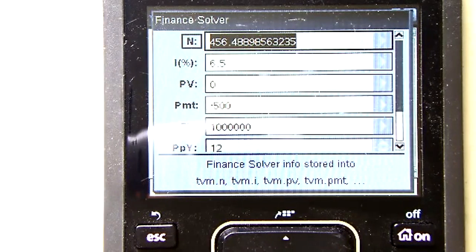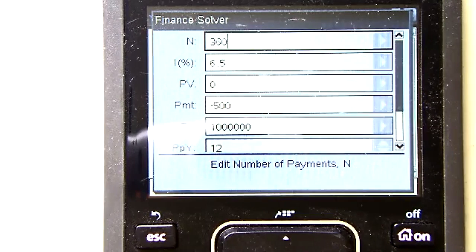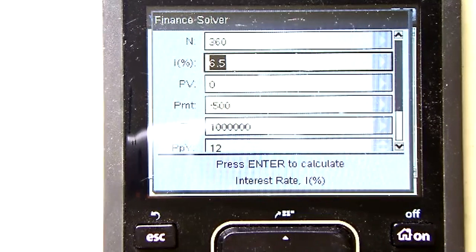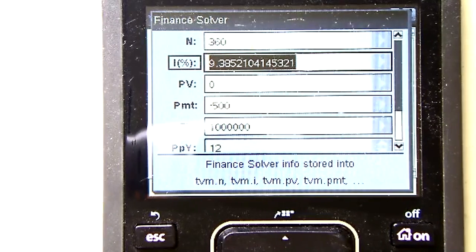456 months is a long time. So maybe you're like, oof, I can't do that. Maybe I'll put it back to 360. And you're like, well, how much interest would I have to earn to get to $1 million? And then you can say, oh, if I could get 9.4%, I could do that at $500 a month. So now you have to figure out how you're going to get 9.4%. That's a tricky question.